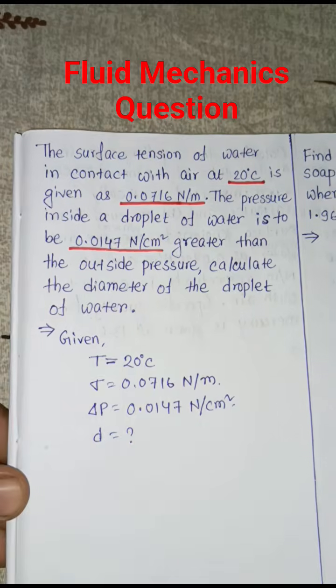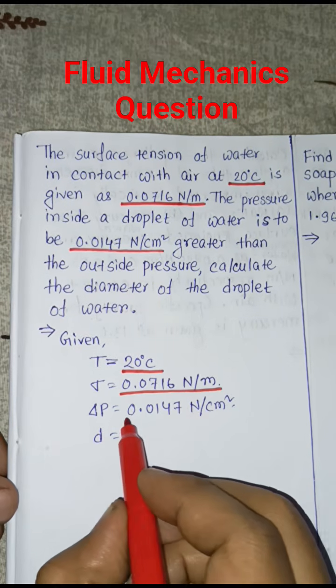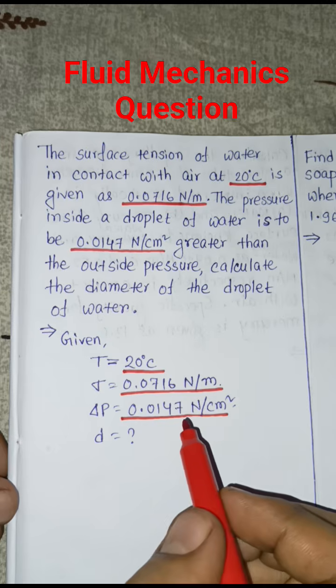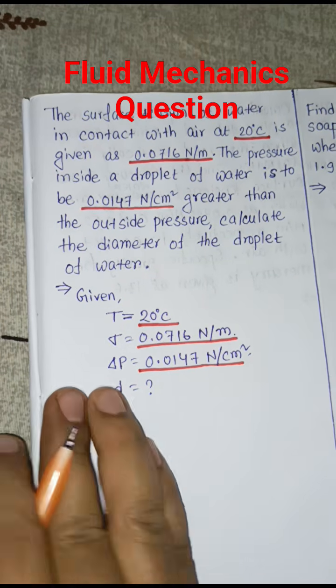So what is given in this question? Temperature that is given, that is 20 degrees Celsius. Surface tension that is given, 0.0716 Newton per meter. Delta P that is equal to 0.0147 Newton per centimeter square. You have to find out the value of the diameter. Calculate the diameter of the droplet.